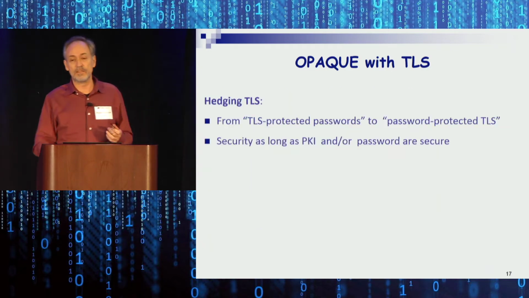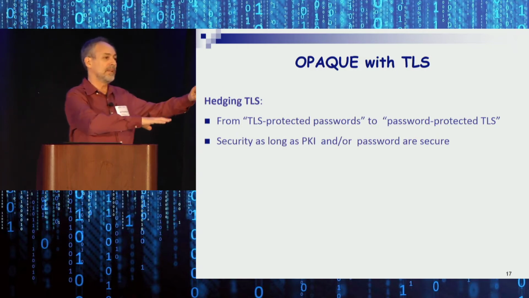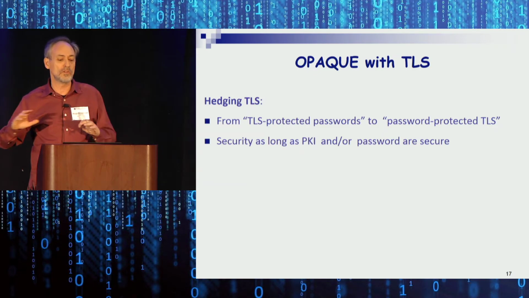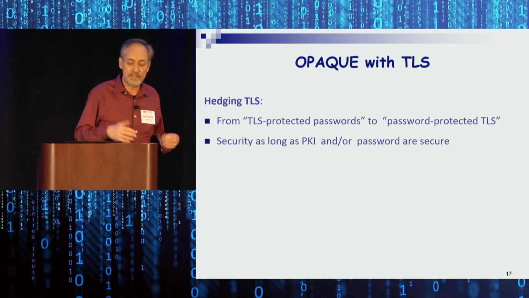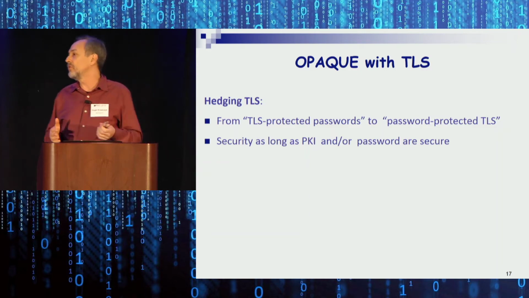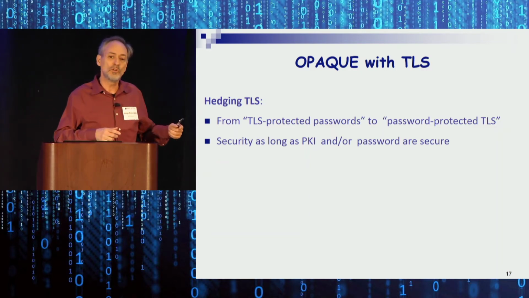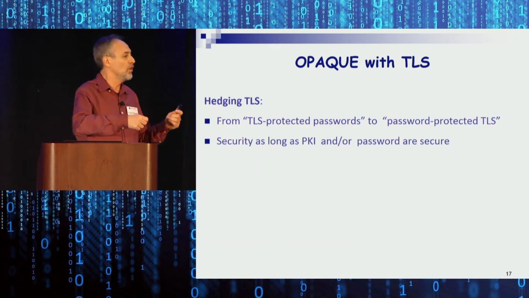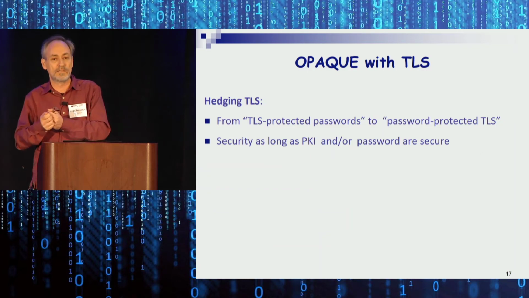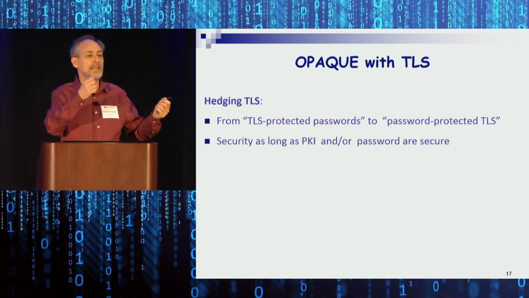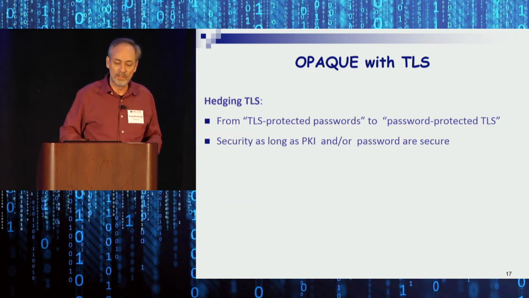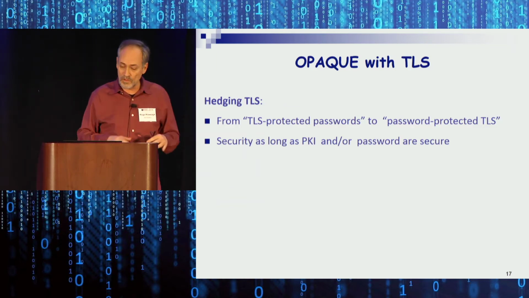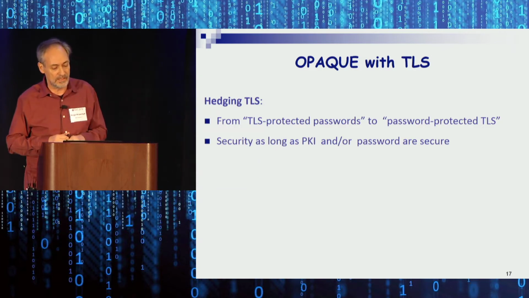Now, if you put together both OPAQUE and one round of certificate-based authentication of the server, what you actually get is this hedging property of TLS, where your protocol will be secure as long as either the PKI and TLS are functioning correctly, or the password is secure. So even if the password is secure and PKI is not, you're still getting security. This is what I call going from TLS-protected passwords, which is what we use today, to password-protected TLS.